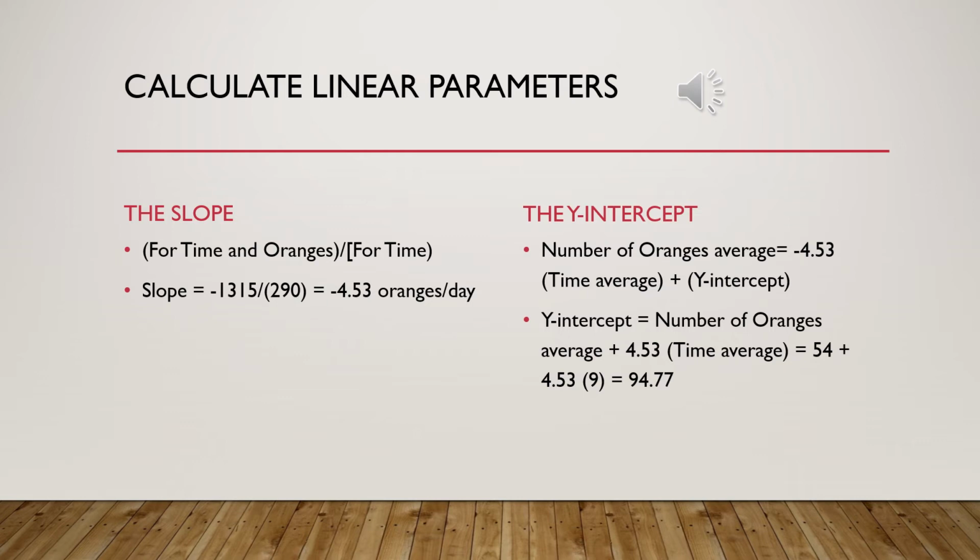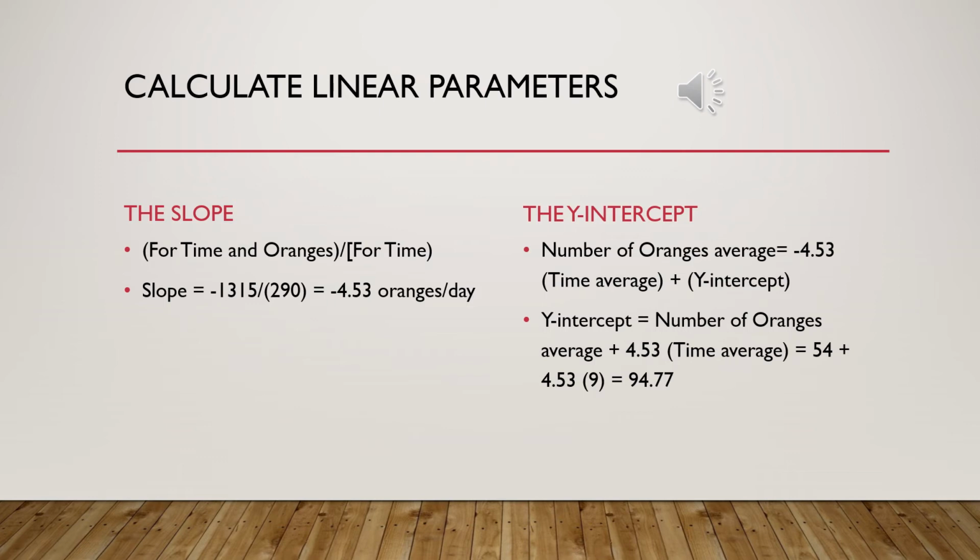The slope is calculated from the sum for time and oranges divided by the sum for time, and that is negative 1315 divided by 290, which gives me negative 4.53 oranges per day. So basically we are consuming 4.5 oranges every day.